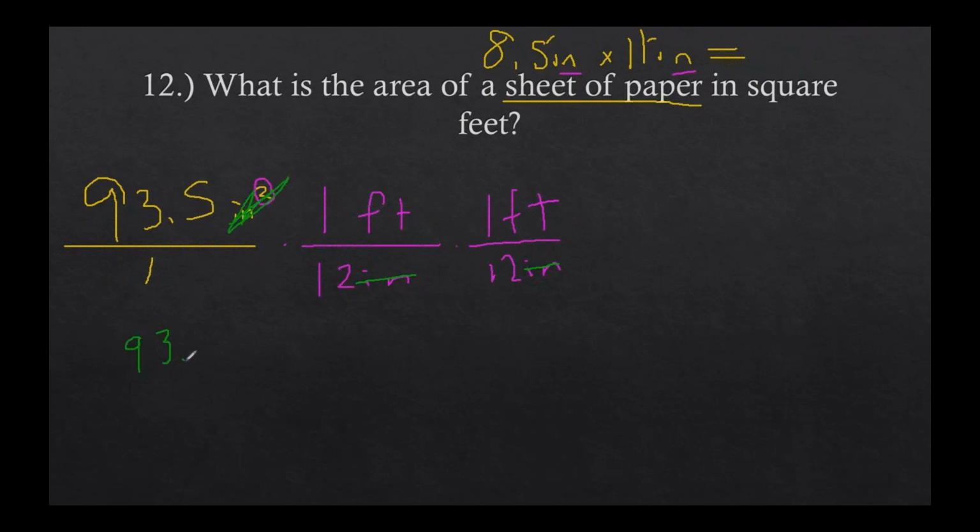So I will take my 93.5 divided by 12, divided by 12. And what do I get for the area of my sheet of paper in square feet? Yeah, we'll go ahead and round that to 0.65 feet squared. So again, you're letting the labels guide you. If your label is square units, then you're going to use 2 conversions to change it.